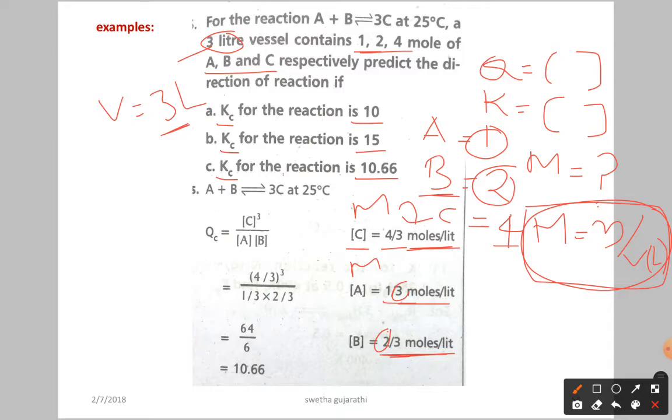If you see, we already told that we have the expression for the equilibrium constant. Here they're asking for the predicted direction of reaction. Once they're asking the direction of reaction, you definitely have to go for the calculation of Q. Now, what is the expression for Q? Here, this is my product and these are my reactants.